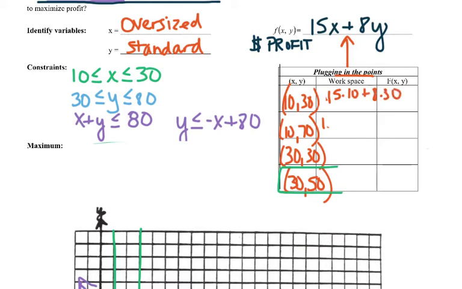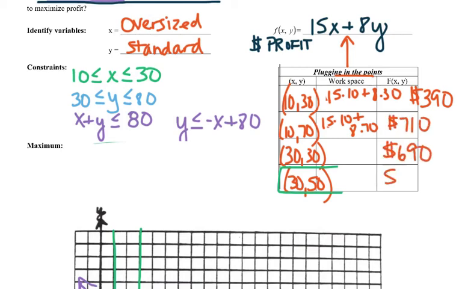You don't have to show that. You can just do that on a calculator. So what is that? 150 plus 240, I believe, is 390. 150 plus 240, right? Yeah, 390. And that's money, so we're going to leave it like that. And then similarly, we would do 15 times 10 plus 8 times 70. Again, you don't have to show that work. That would be 710. This one works out to be 690, and this one works out to be 850.